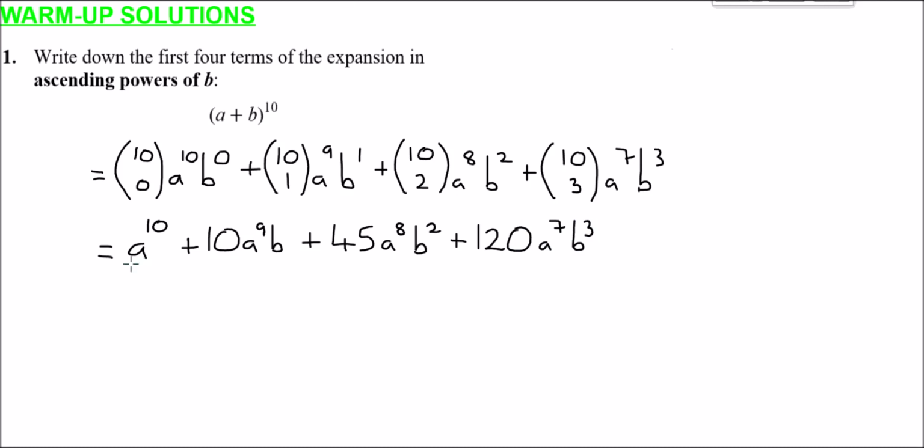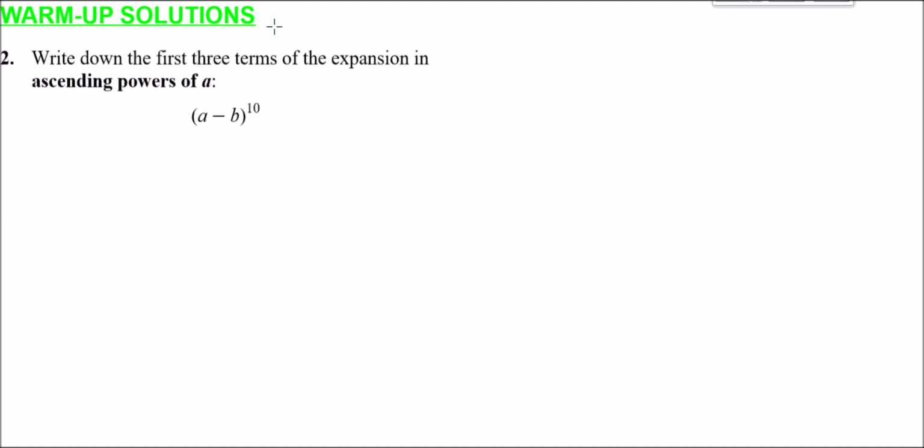Those are the first 4 terms where the power of b is increasing, where b is ascending. Question 2, write down the first 3 terms, so not the first 4 but first 3 of this expansion, but now in ascending powers of a. So this is a bit of a trick question. We want the powers of a to be increasing, but if we were to do the expansion in this form, what would happen is the powers of a would be decreasing, would be descending.